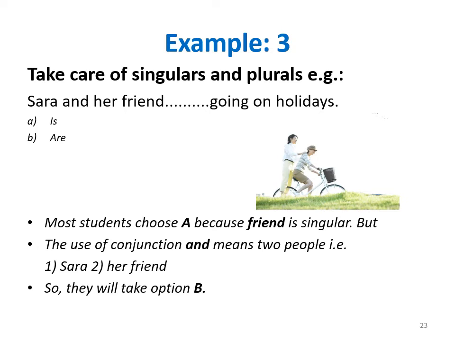Sarah and her friend going on holiday. Now the correct answer is obviously are, but how do we do that? Most students choose A because friend is singular. Not you, I'm saying, but they tend to. Why? Because friend is singular, but the use of the conjunction and means two people. Sarah and her friend, these are two people, so two people take a plural verb.